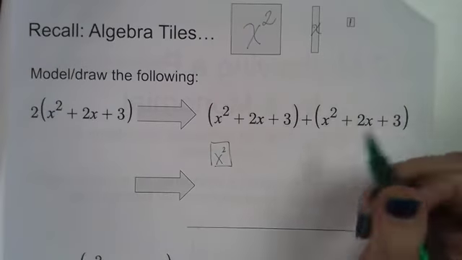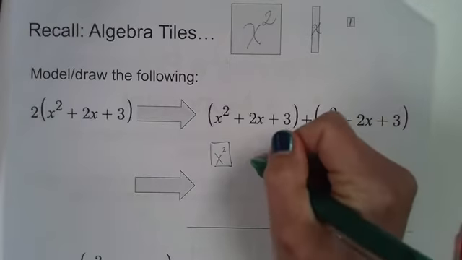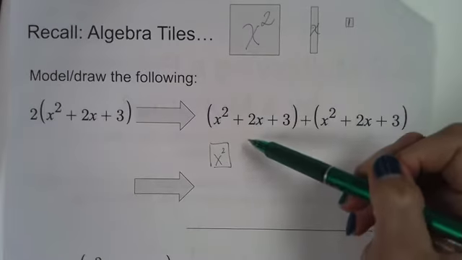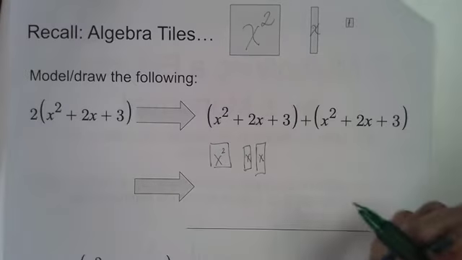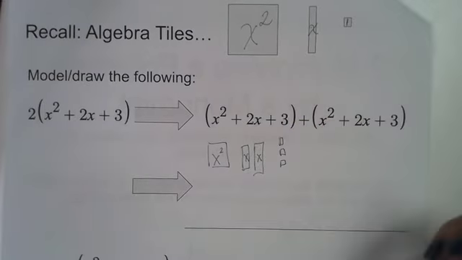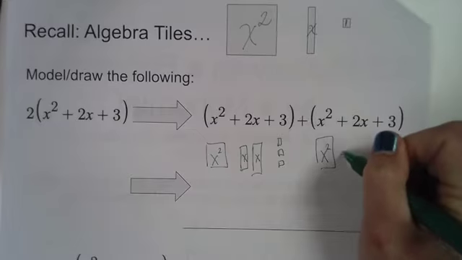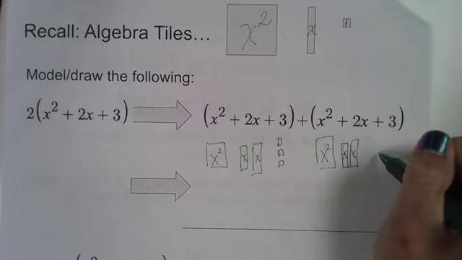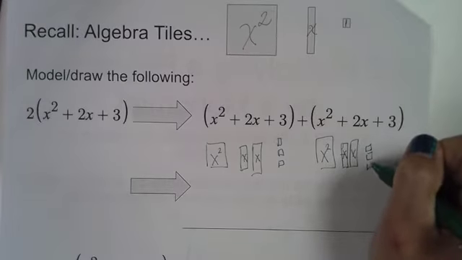And so x squared, we have 1 x squared. What should I do for 2 x's? Two long sticky thingies. Yes, okay, 2 x's, and then 3 units. 1, 2, 3. And that just gets repeated, doesn't it? So 2 long x's, 2 unknowns, x's, and then, again, 3 little units, okay?